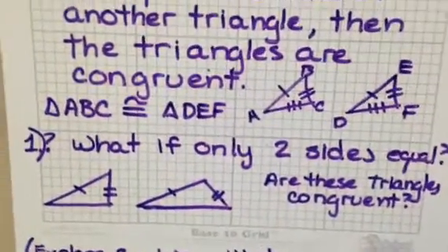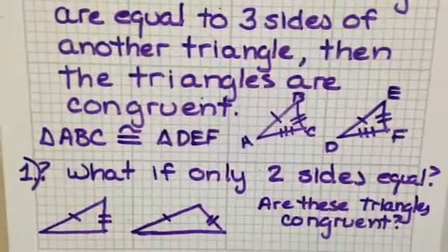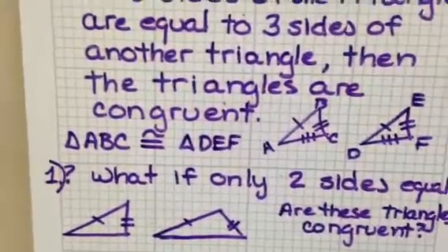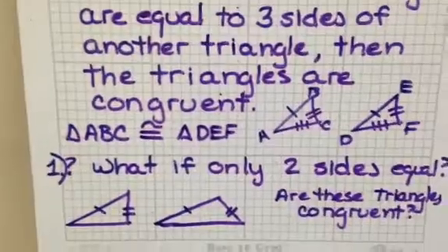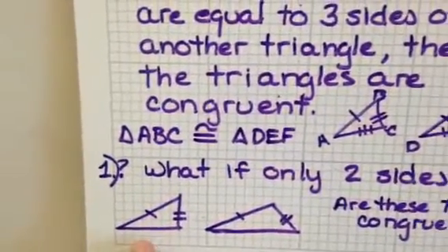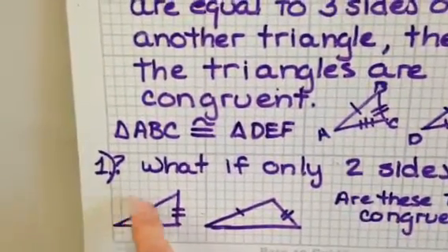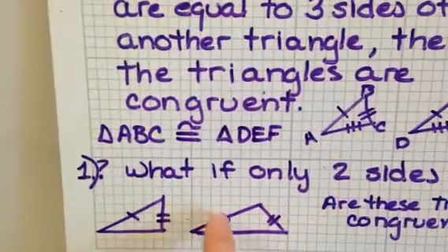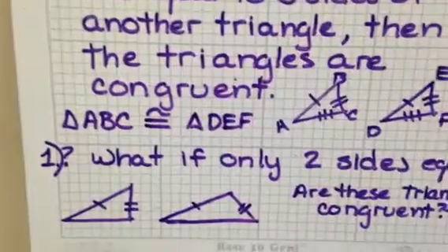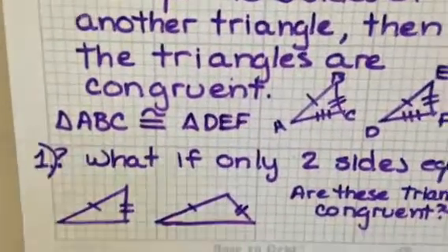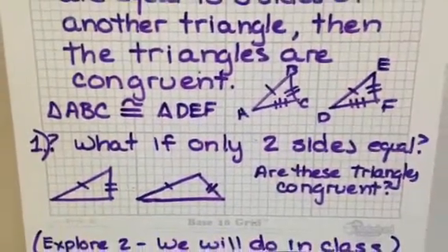So in your book, it asks you, what if only two sides are equal? Can you prove congruent? Are those triangles congruent? And so think about that a little bit, and to help you in your thinking, I've drawn two triangles here. This triangle has one side that is equal to this side, and another side that is equal to another side of the other triangle. So only two of the sides of those two triangles are equal.